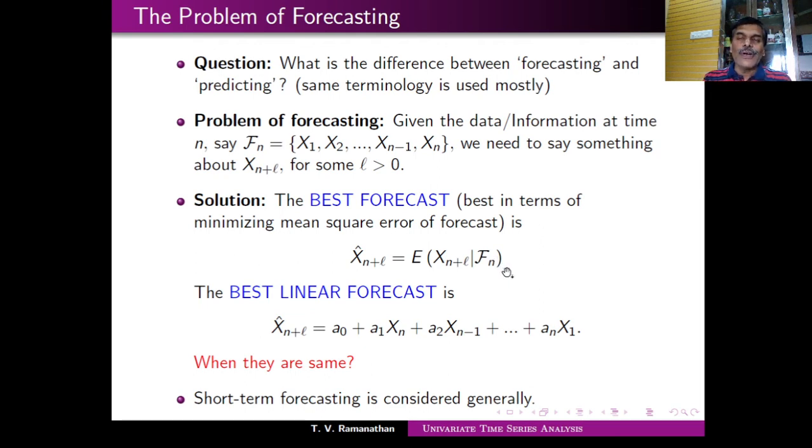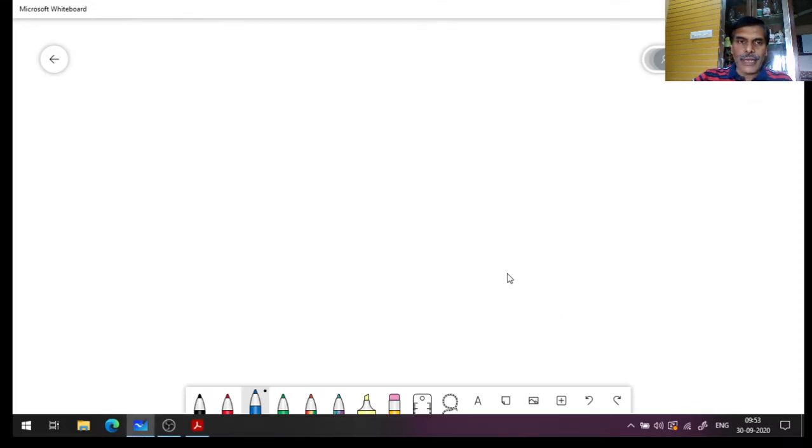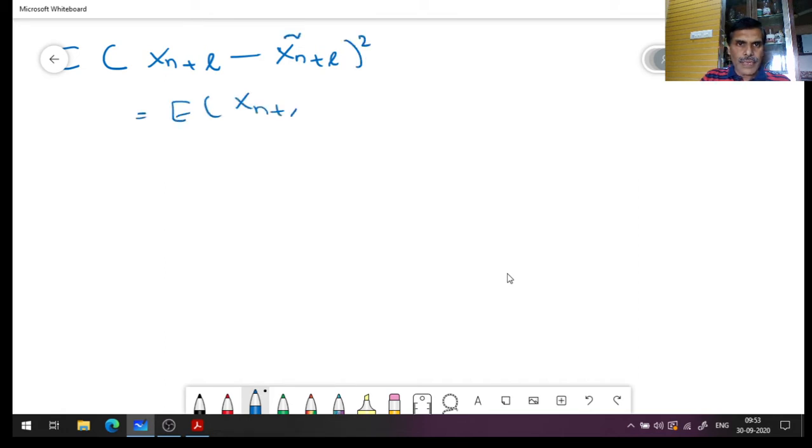Well, you can prove it also by writing down the expression for, for example, the expected value of (X_{n+l} minus X_{n+l} hat) square. So I'm trying to say that this is the one which minimizes that. If you have anything else other than this, then this error square should be larger.